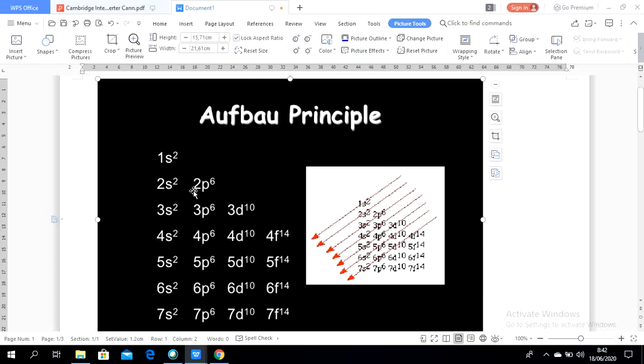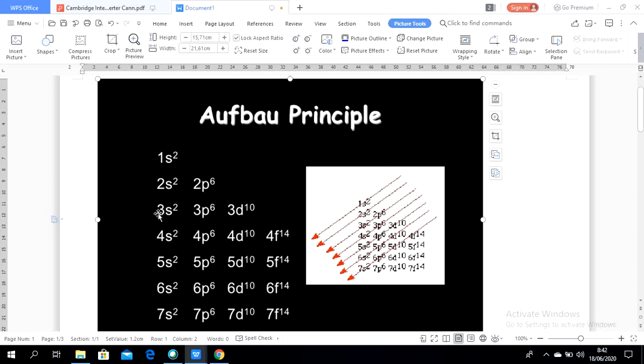And then P has a maximum of 6 electrons. We can put less, but we cannot put more than 6. It has the maximum of 6. So there are 3 orbitals in P: Px, Py, and Pz.